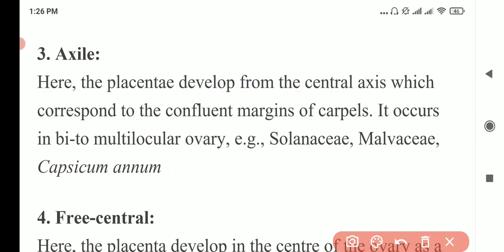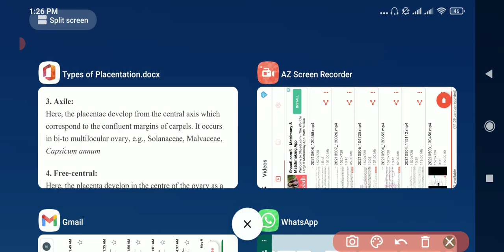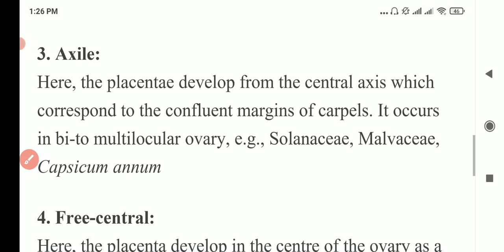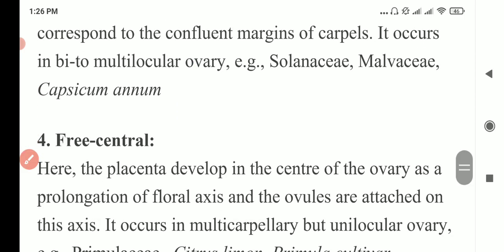So it occurs in multicarpellary ovaries. I'm sorry, it doesn't occur in monocarpellary because it has to be like a star. Example is your Solanaceae family. Solanaceae is your capsicum family, so Capsicum annuum, that big capsicum, then the lady's finger.